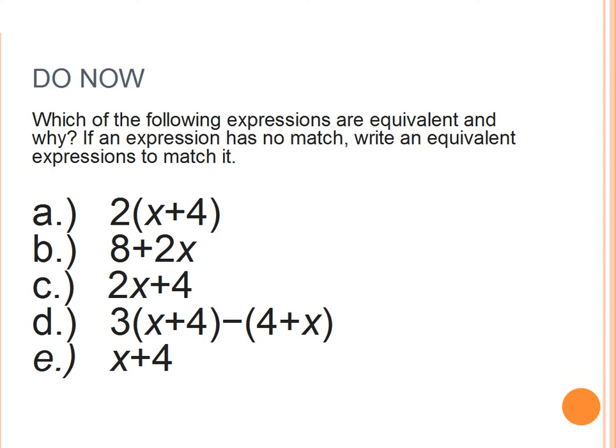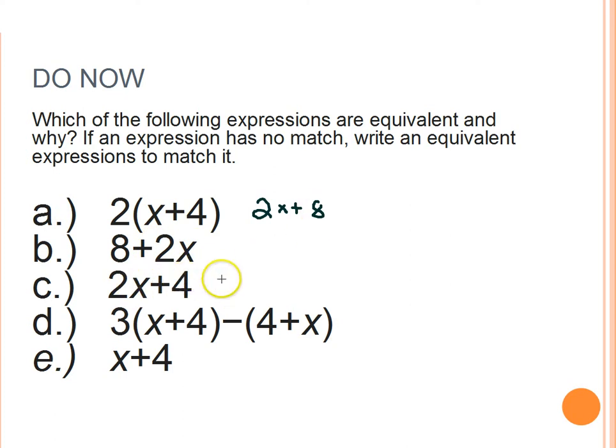Okay, when you look at these expressions, I use the distributive property here because that's what I'm seeing. I see x plus 4. I need 2 of those, so it becomes 2x plus 8. If I look at this one and this one, this is just the commutative property because it's just flipped around, so A and B are a match. When I come down here, 2x plus 4 does not match that.